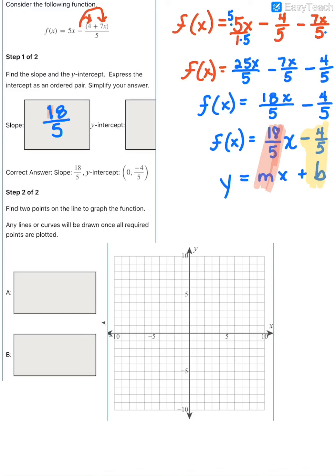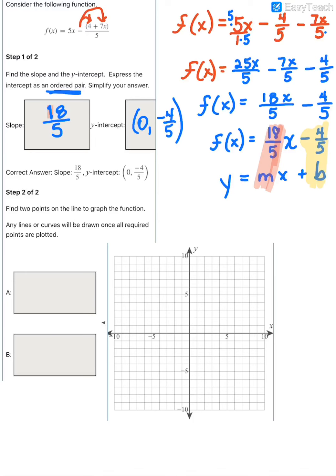Now they're wanting me to write it as an ordered pair, so pay attention to those instructions. Since it's a y-intercept, the x value is 0, and then the negative 4/5 is your y value. Okay, so the second part asks me to find 2 points that are on the line in order to graph the function. And so they're wanting you to do points other than your y-intercept.